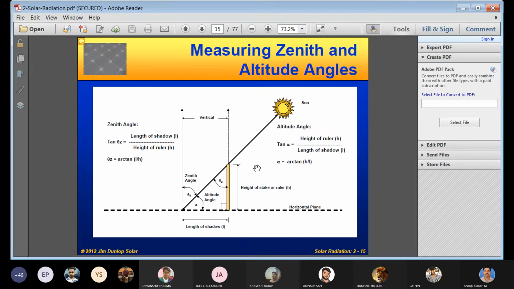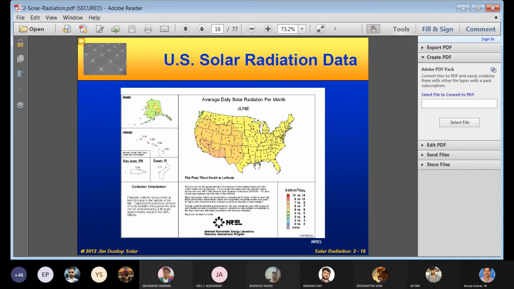So we will go to the next slide, measuring zenith angle. That is not needed now. This is US solar radiation; we are more interested in India solar radiation. You can get radiation data from the MNRE website, or there is an institute called the National Institute of Solar Energy, NISE, in India. They are also conducting solar training programs online. If you are interested, you can join. Online programs on solar PV, all these things are there. You can visit the NISE website.